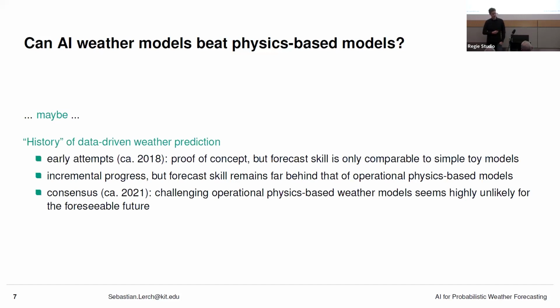Before I do this, I would like to start, though, with a short history, but history here starts 6 years ago, approximately, because this was when the first papers appeared of people who tried to actually do this, so try to really implement neural network models for weather forecasting. At the very beginning, this was nothing more than a general proof of concept. These models were only comparable to very simple toy models of the atmosphere using physics-based models. And then there was incremental progress. The models did get a little bit better, but they always remained very far behind any sort of operational model that has been used in day-to-day weather forecasting.